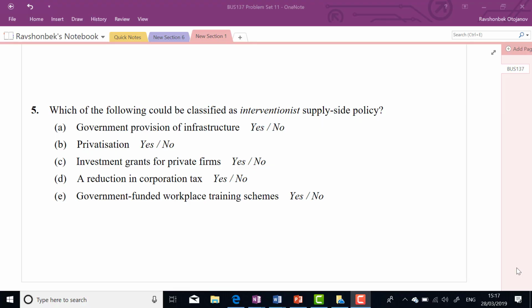Questions just to see how you're engaging. Which of the following could be classified as interventionist policy? Supply side policy, sorry. Now, what is a supply side policy?